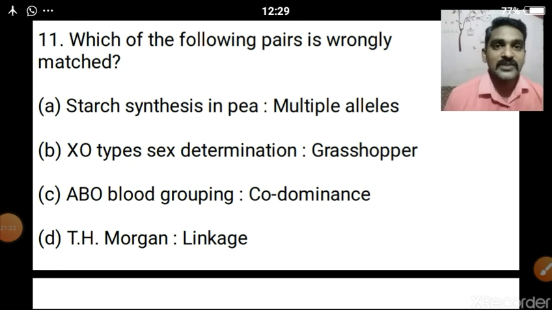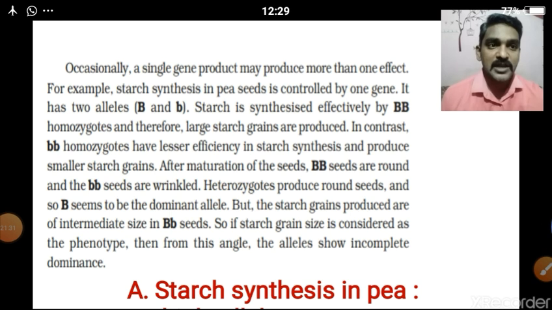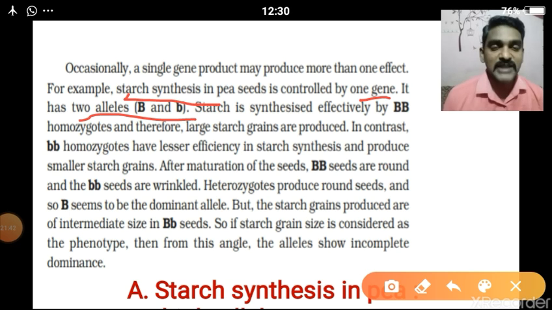And the first option, starch synthesis in pea, they have given as multiple alleles. That is a wrong option actually. You can see it came directly from the NCERT book. Starch synthesis in pea seeds is controlled by only one gene. How many alleles does it have? Two alleles, capital B and small b. What do we mean by multiple alleles? Multiple alleles means more than two alleles.